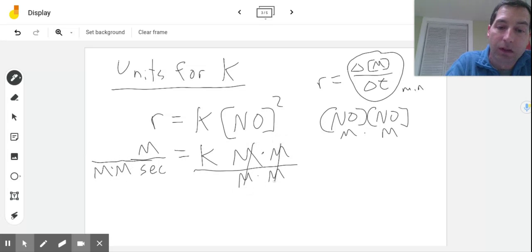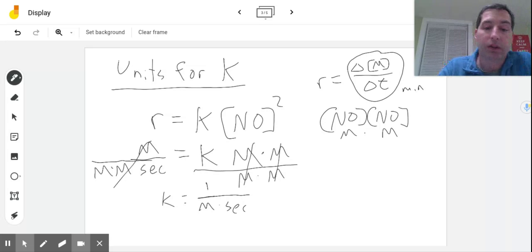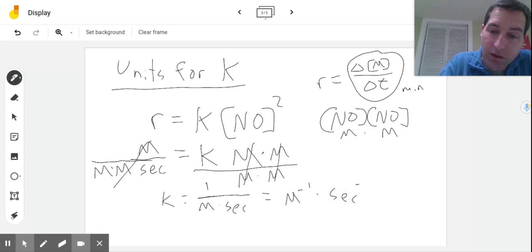And so you can see that these cancel out, and K is going to be, after we cancel out one of the molarities, 1 over molarity times seconds, which is kind of gross as far as the units go. Now, there's a couple different ways you can represent that. Remember, algebraically, whenever you don't feel like putting things in the denominator, even though that's where they are, you could also just write it as to the negative 1 power. So I could say molarity to the negative 1 seconds to the negative 1.